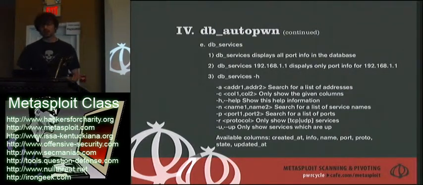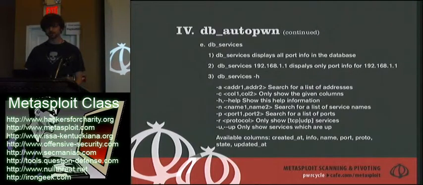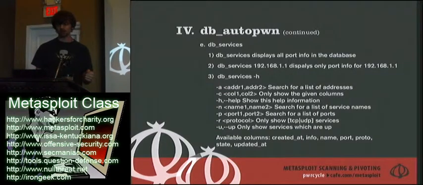db_services shows the ports that are open on the hosts that you scanned. So if I say db_services on this IP address, it's going to tell me the five, seven, or however many ports you have open. It's also going to tell you what vulnerabilities line up to the ports that are open, so if you have anything exploitable that you've already scanned.